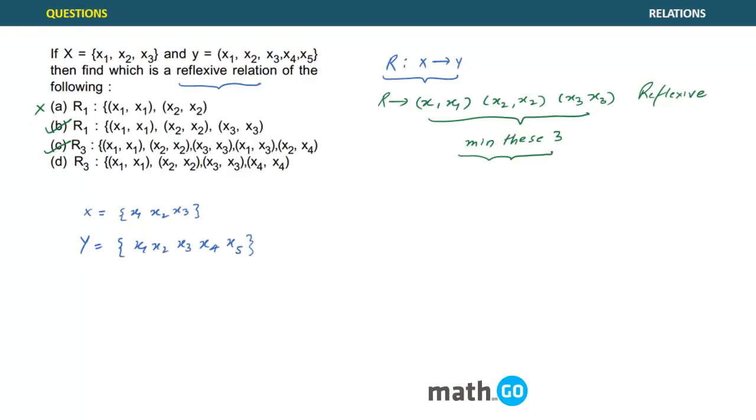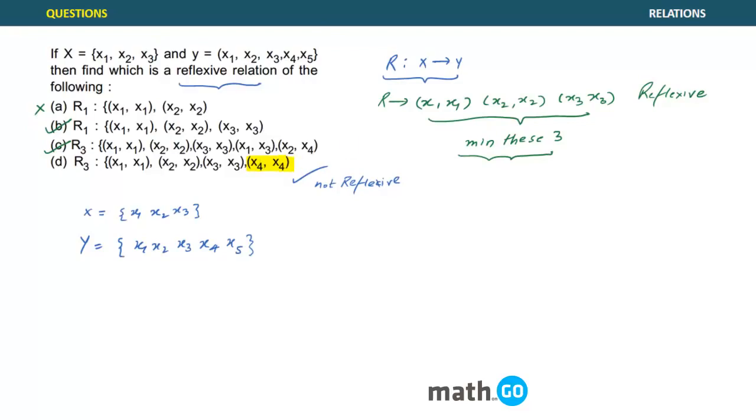So it is reflexive? Yes. So this is basically the common error that everybody makes here. This is not reflexive. Now can you tell me why it is not reflexive? Yes, some of you have been able to identify. Why? Because here x4 comma x4 is there.